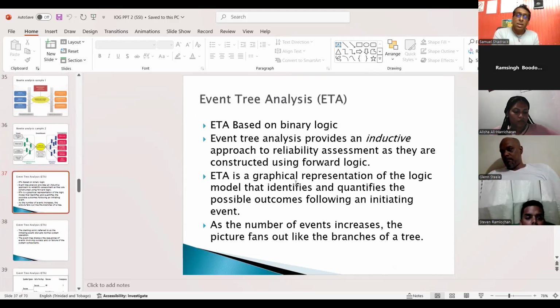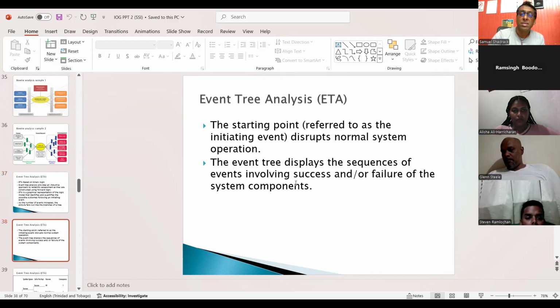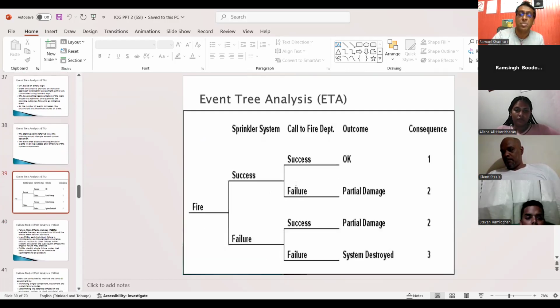I'll just read out this slide. So ETA stands for event tree analysis. It's based on binary logic. Event tree analysis provides an inductive approach to reliability assessment as they are constructed using forward logic. ETA is a graphical representation of the logic model that identifies and quantifies the possible outcomes following an initiating event. As the number of events increases, the ETA fans out like the branches of a tree. The starting point, referred to as the initiating event, disrupts normal system operation. The event tree displays the sequence of events involving success and/or failures of the system components.